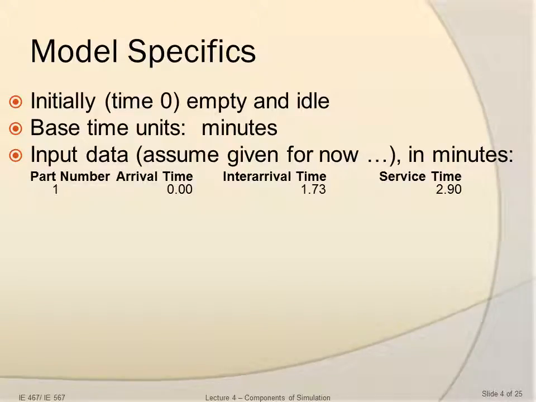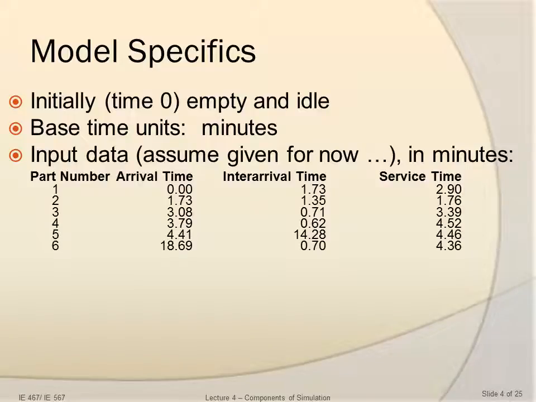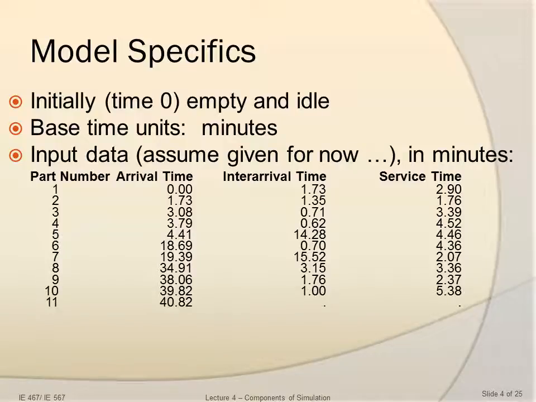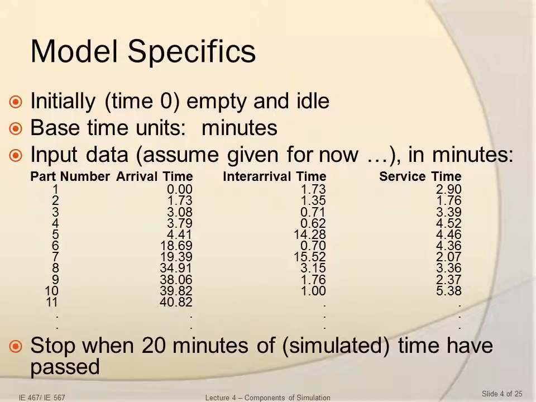We have part number, its arrival time, its inter-arrival time, and the service time. So for part 1, you can see the arrival is at 0, inter-arrival time is 1.73, and the service time is 2.9. Here's a second part, and this is information in this second row. There is information on arrival, inter-arrival, and service times for part 2. And the next is part 3, part 4, part 5, 6, 7, 8, part 9, part 10, part 11. So we stop when 20 minutes of simulated time have passed.